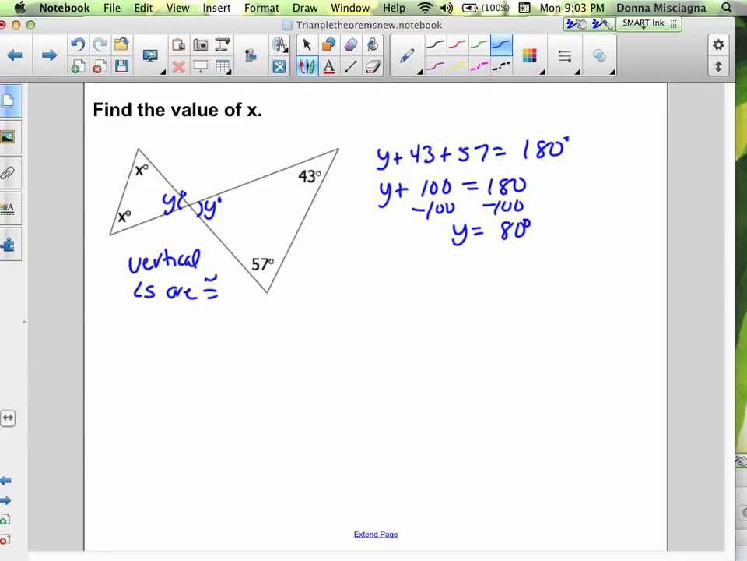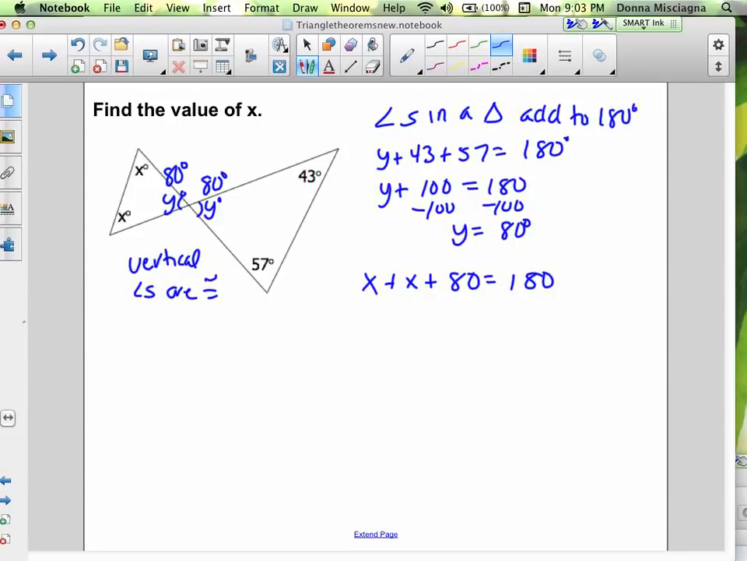Not the variable we were looking for, but now we know this y is 80 degrees and this y is 80 degrees because those are vertical angles. And now we could add up the angles in our triangle, and this is a pretty easy problem to solve, right? Because those angles also have to add up to 180. So we have 2x plus 80 equals 180. If we subtract 80 from both sides, we get 2x equals 100, which means x is 50 degrees.